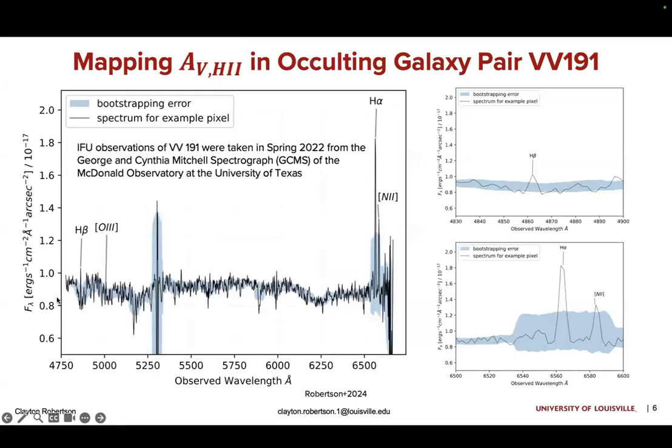And so for every single pixel in VV191, we punch out what we call a spatial pixel, or spaxel, which gives a spectrum that has the Balmer decrement, which is built from the hydrogen recombination lines of H alpha and H beta. H beta is right here, so these are emission lines, and then H alpha is over here.